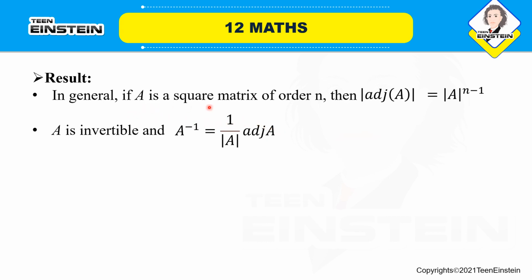So in general, if A is a square matrix of order n, then the determinant of adjoint A is equal to determinant A to the power n minus 1. This is one of the results we have to remember.